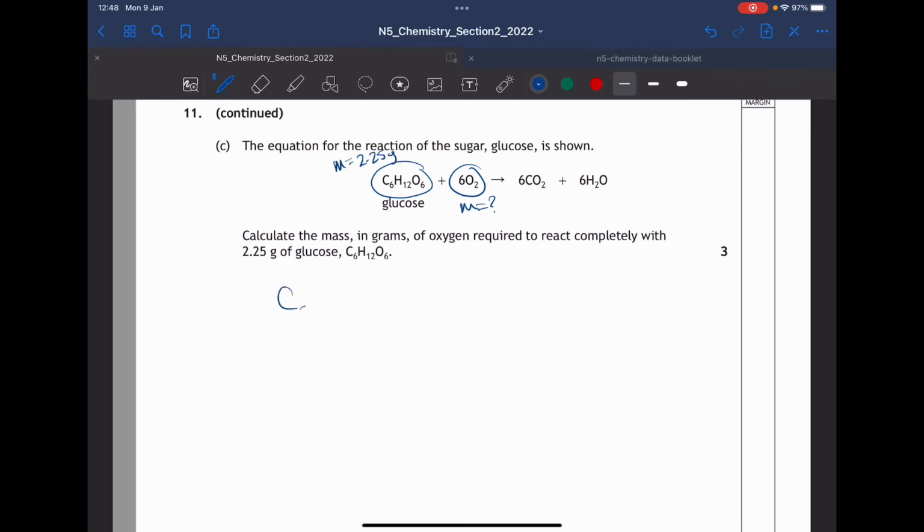So I'm going to write their formulas again. That's the glucose, the oxygen, and then we're going to put the mole ratio in the middle. There's no number in front of here, and there's a 6 in front of here, so that'd be a 1:6 ratio. And we're dealing with masses, so we would be using the NM-GFM relationship.